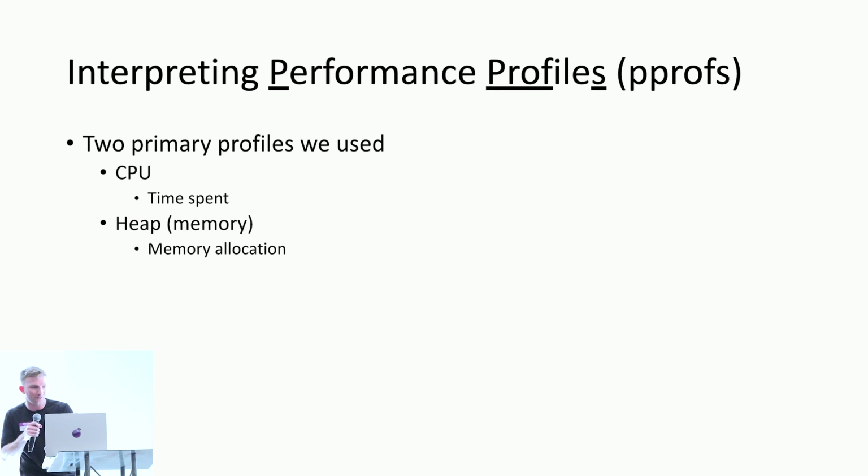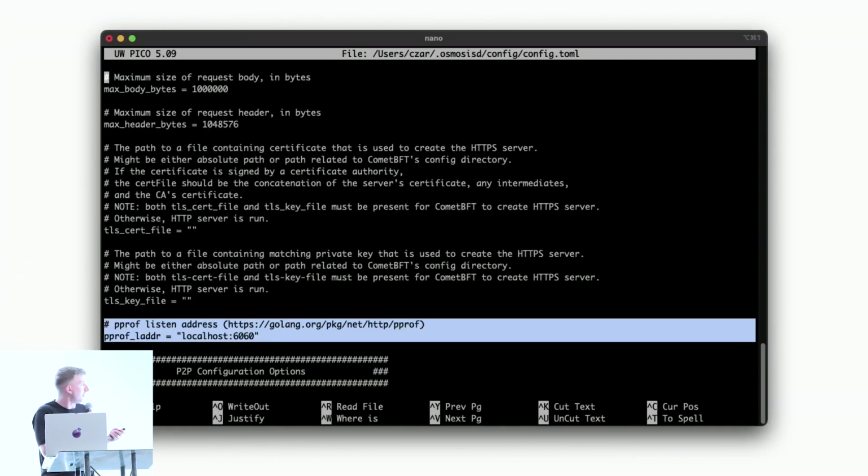Really quick on pprofs, there's many different types of pprofs. We're only going to be going over 2. I think there's like 7, but these are the 2 main ones that we use when actually finding all these issues. First one is CPU, that's the amount of time spent in each function call, and the next is the heap, so the amount of memory allocated to each function call.